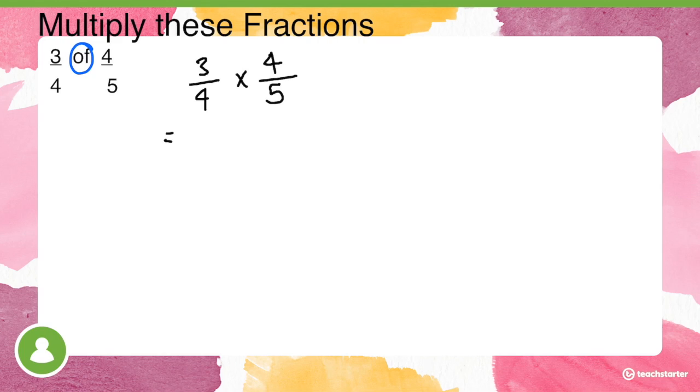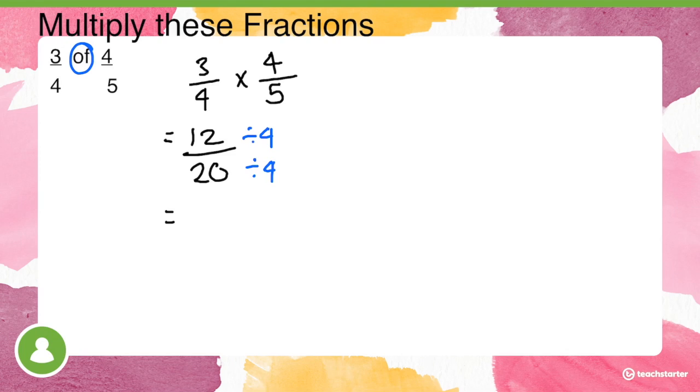Remember, easy peasy, multiply numerators, multiply denominators. So what's 3 times 4? 12. And then denominator, 4 times 5, 20. I'm not going to leave it like that because I know that I need to simplify, and I see that they are both even, so I know that they can do it. But I'm not going to divide by 2 because I see that they also can both be divided by 4.